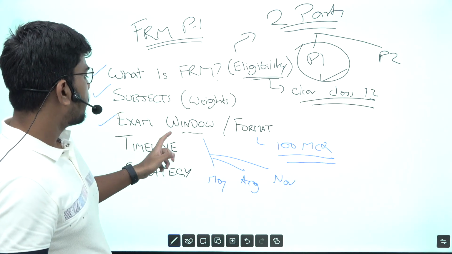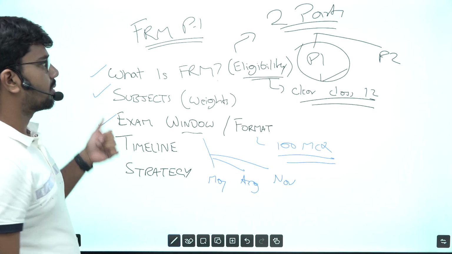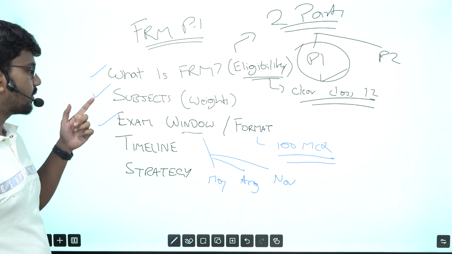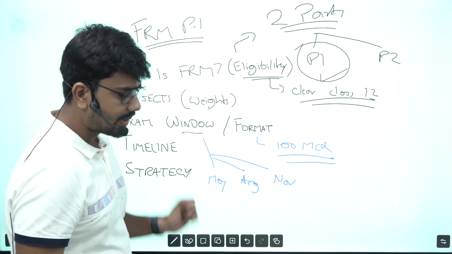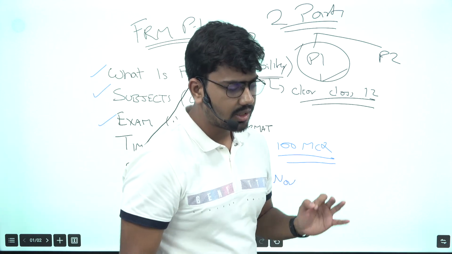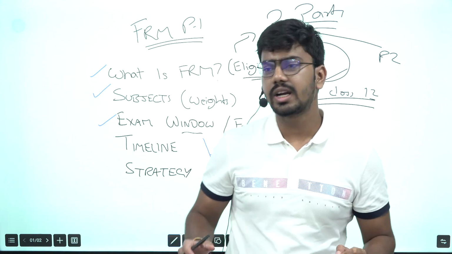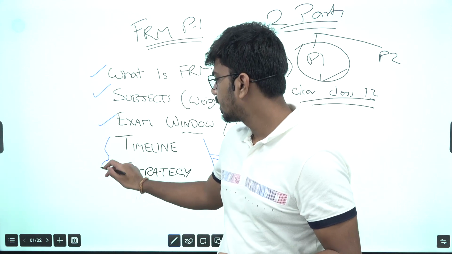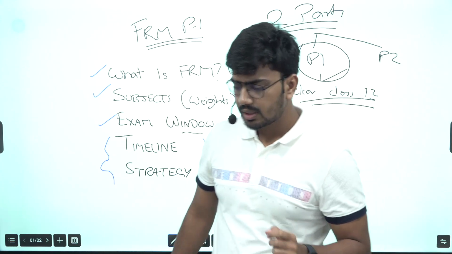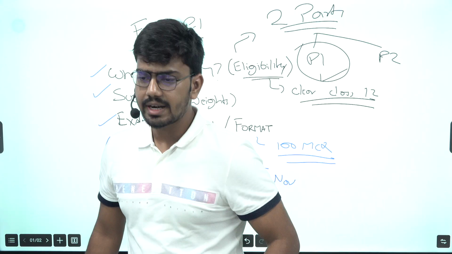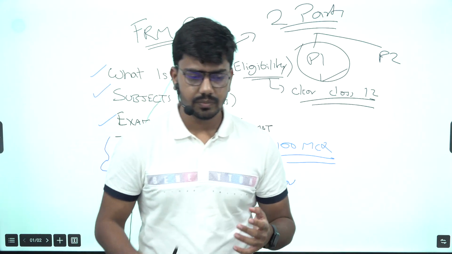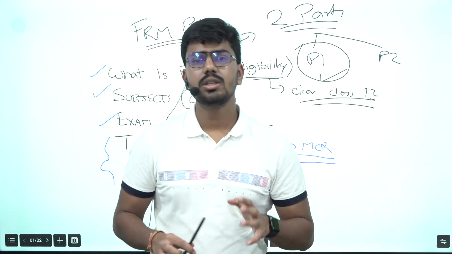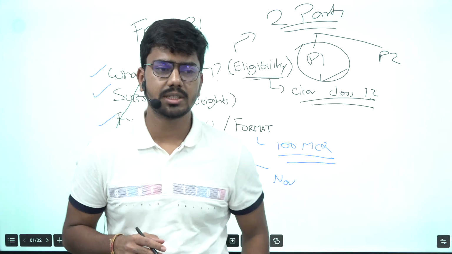So we have talked about what is FRM, FRM part 1, subjects of FRM part 1, the exam window and the format. Now by timeline I mean what is the timeline that you need to study. A timeline and strategy, we can group together and discuss. Okay, so what should be the strategy and timeline, right? So in FRM part 1, first let's discuss the materials.